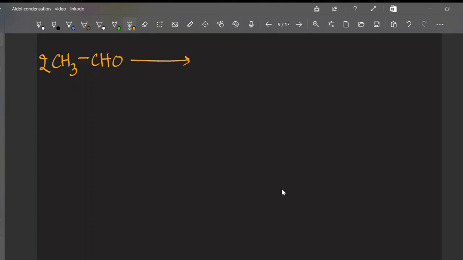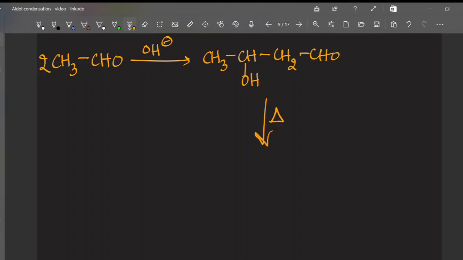So in the first step, in the presence of a base, we are going to see a beta hydroxy carbonyl compound, OH, and then CH2 and then CHO. Okay, and then this upon heating it is going to lose a water molecule to give alpha comma beta unsaturated aldehyde.